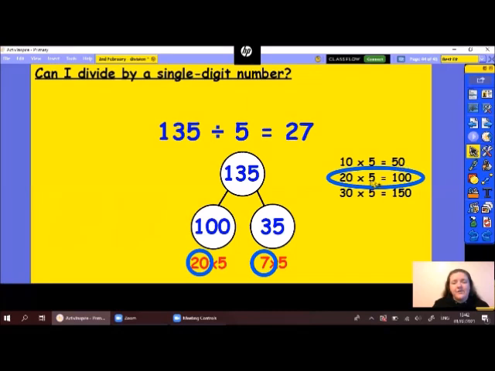So sometimes if just doing 10 lots of your number doesn't work going into your part-whole diagram, have a think about whether you know more than that. You might know 20 times that number, or 30 times, or 40 times even. Have a think about it and use the most sensible number so that you don't end up with an enormous number in the second arm that you still can't divide by 5.